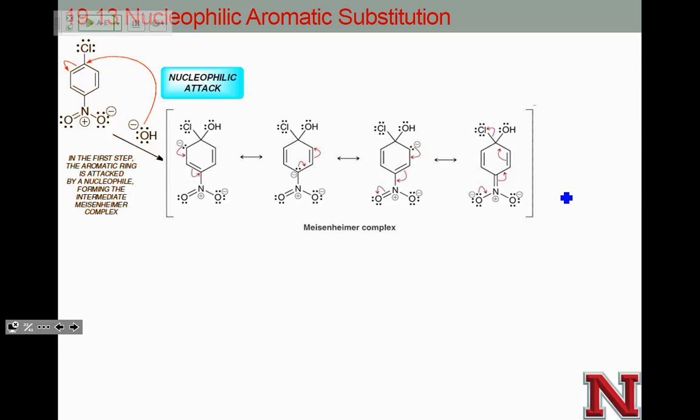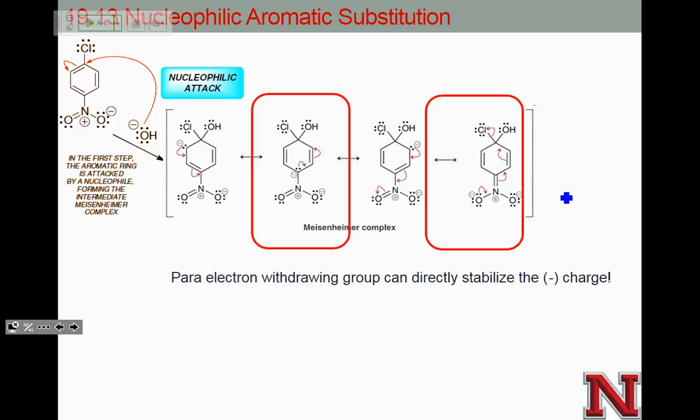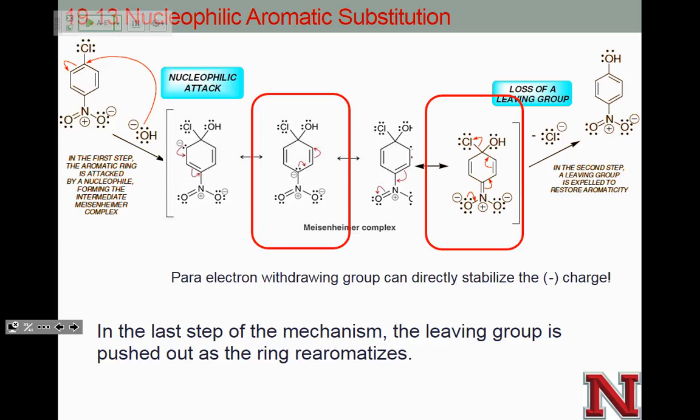Now the last step in the mechanism is going to be reformation of the benzene ring, and that pushes out our leaving group. Comparatively, we could push out OH, we could push out chlorine. Chlorine's a better leaving group than O negative, so chlorine gets pushed out. It's not about where we're pushing the arrow, it's about what's the better leaving group. Chlorine's a better leaving group. So here we are stabilizing the negative charge.